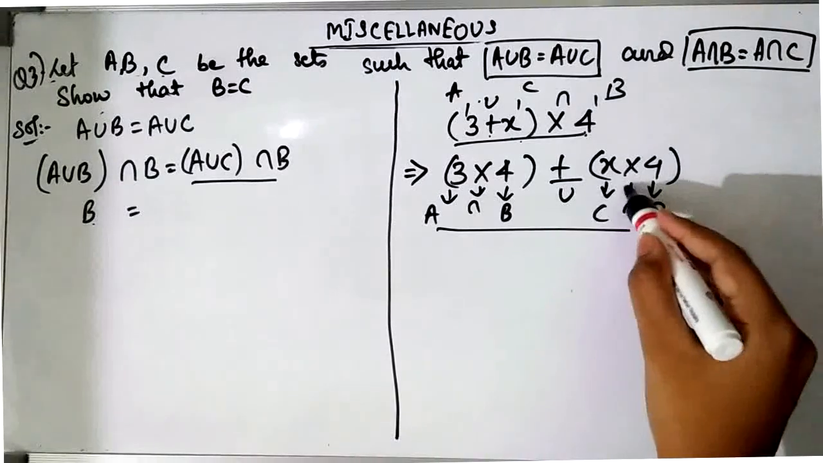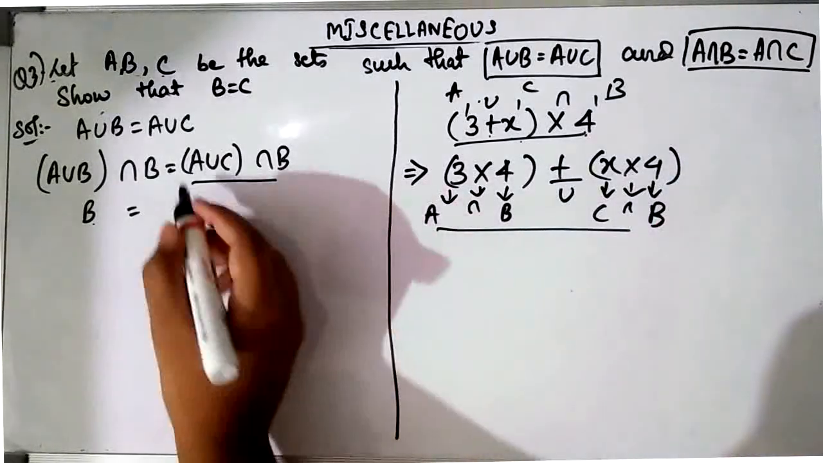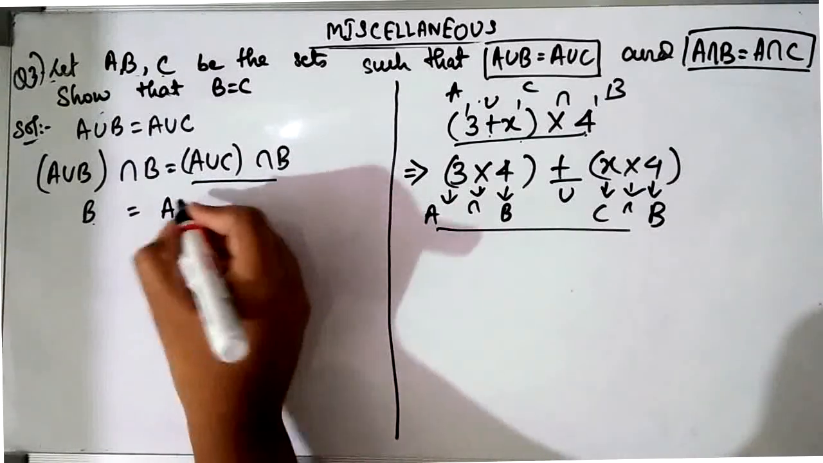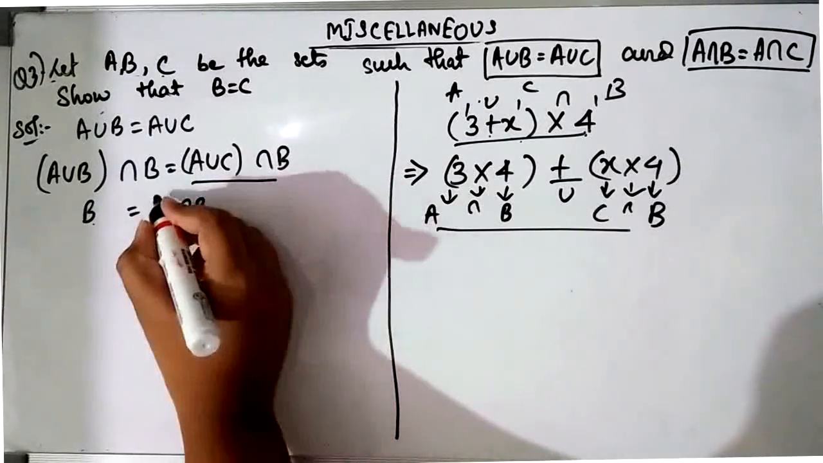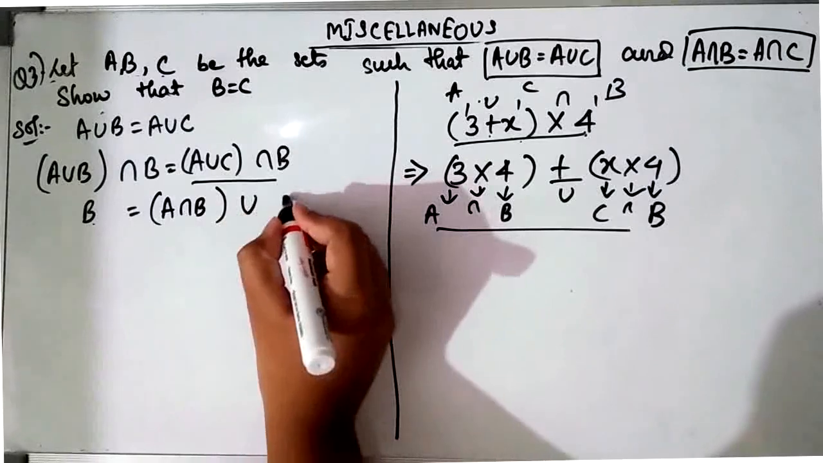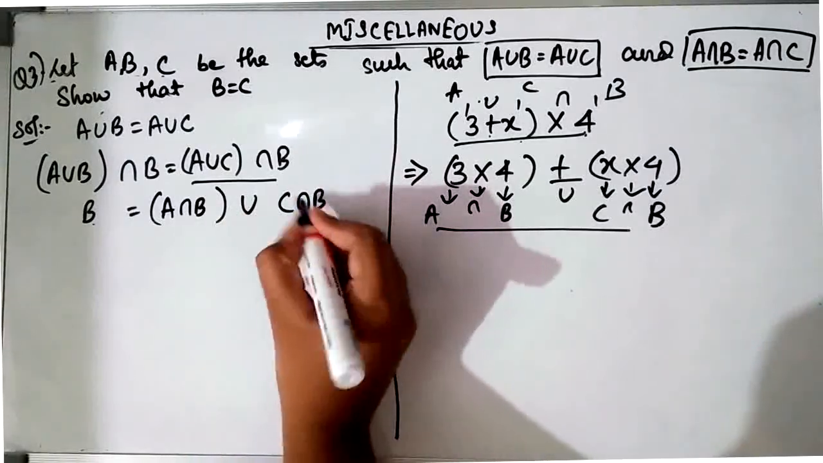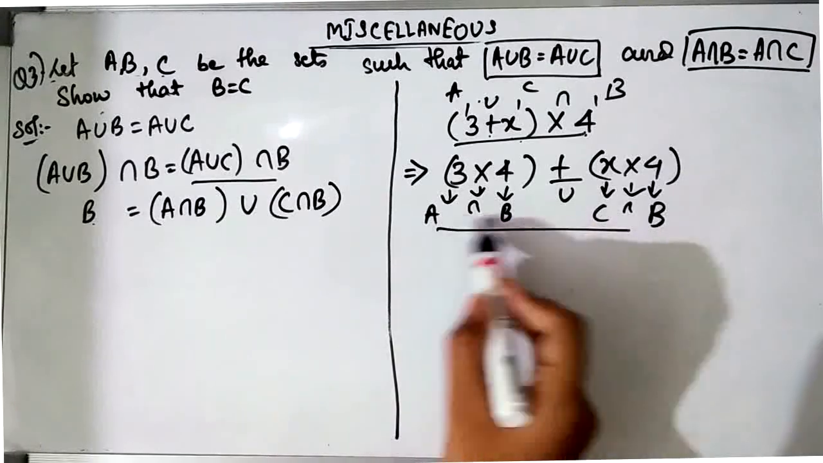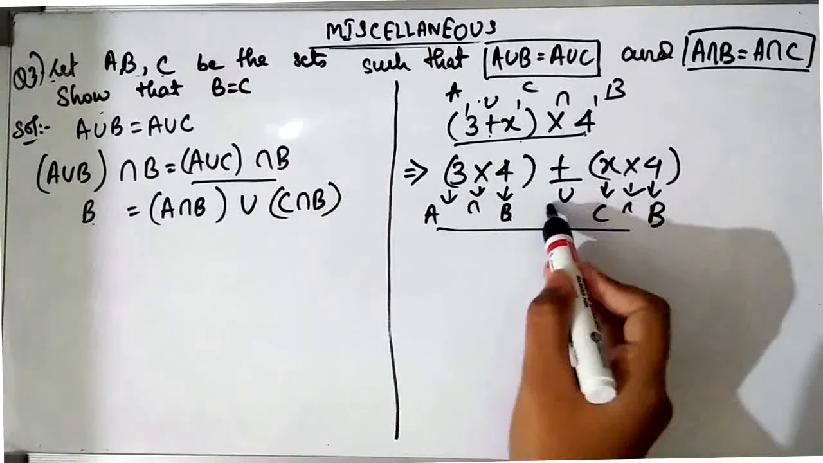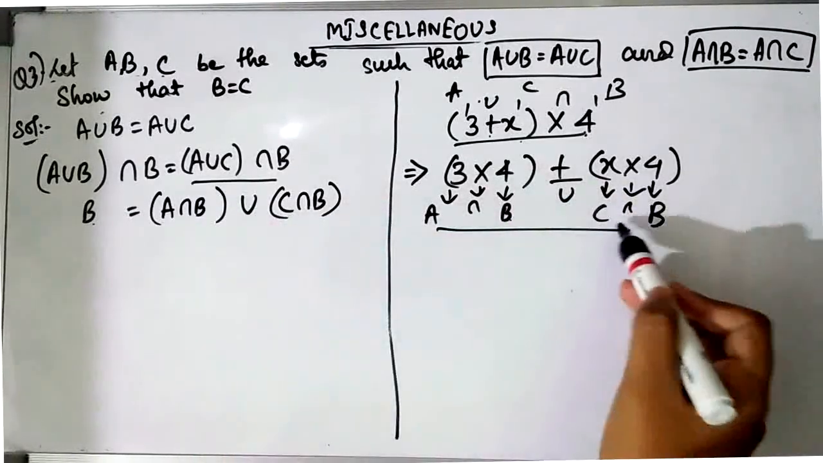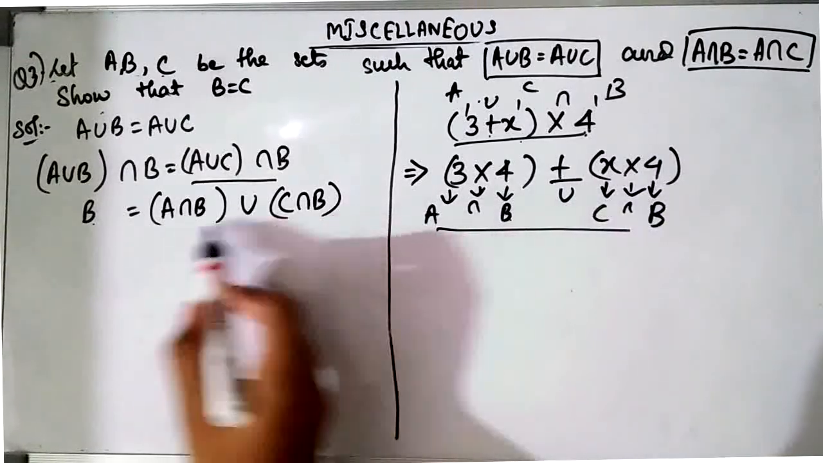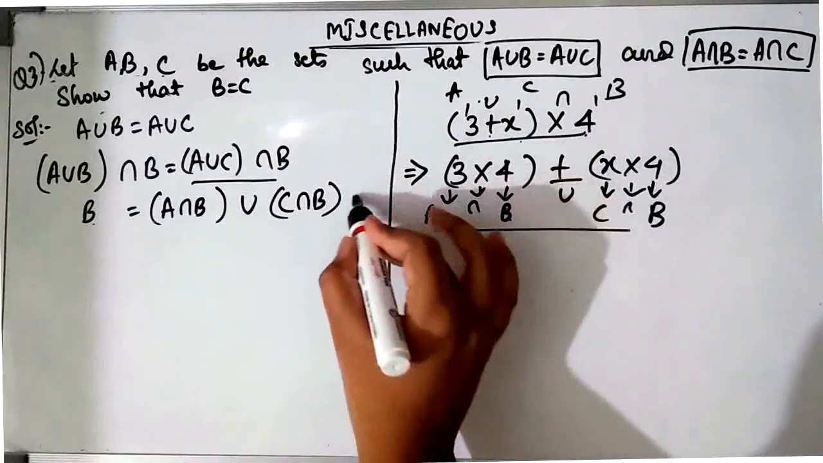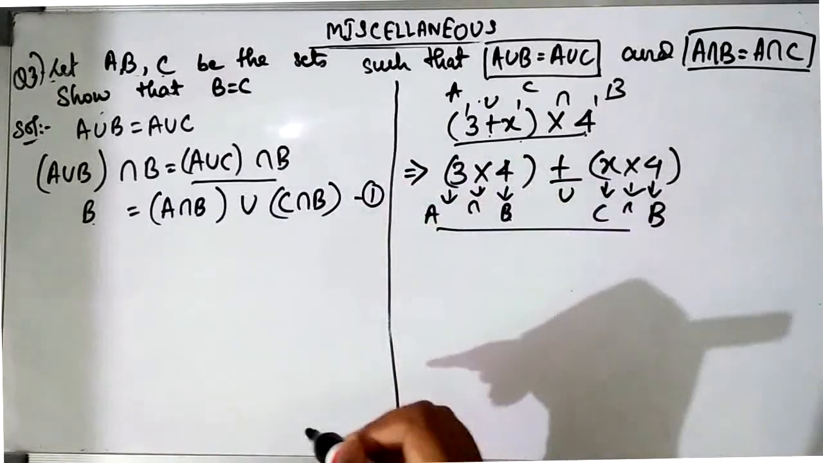Okay, so when we do the same thing over here for A union C intersection B, we get A intersection B union C intersection B. Now if you check, the same thing we have done over here also: A intersection B, then union, then C intersection B. So the same thing we have done here, that is the distributive method. So let us assume this to be our first equation.